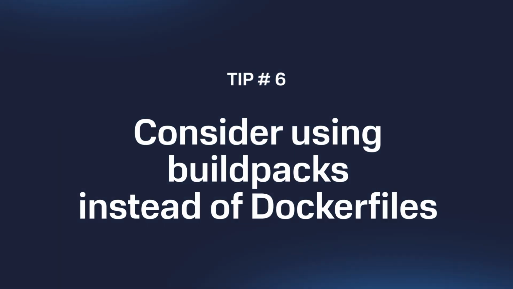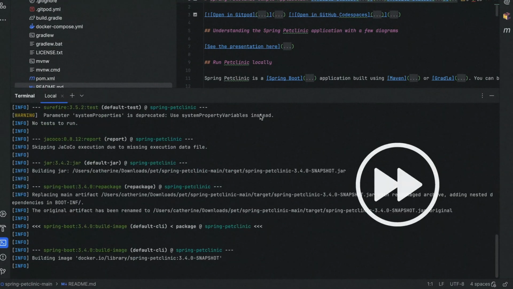Tip number 6. Consider using buildpacks instead of Docker files. Writing Docker files is difficult and error-prone, and plus, maintaining them might be challenging. Besides, there is a risk of using outdated versions of base images if you don't update the Docker file on a regular basis. Buildpacks can help you solve these issues.